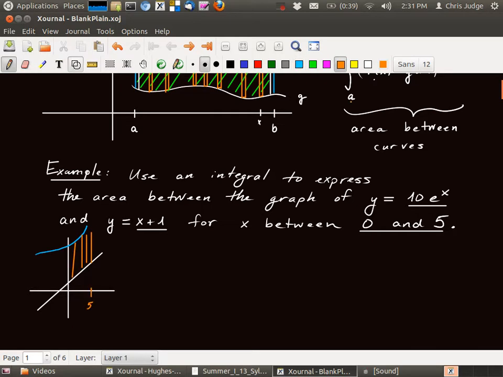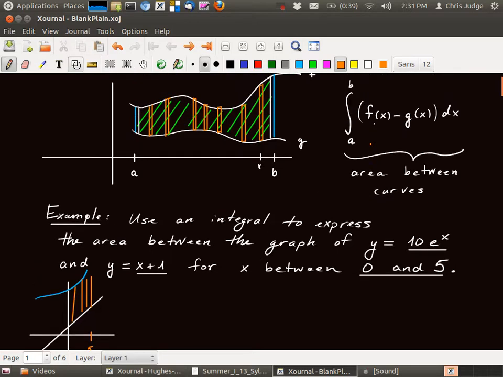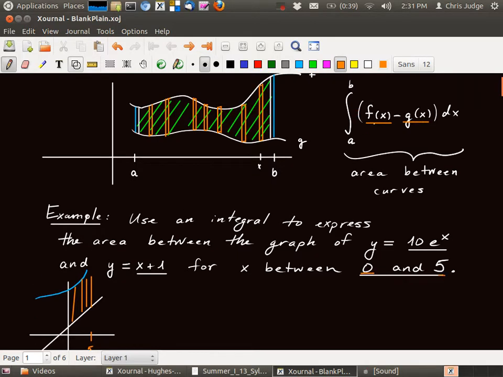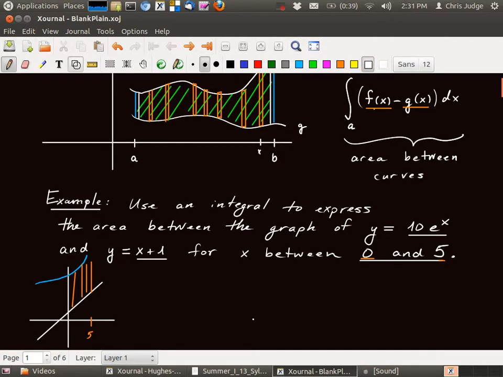Now how do we do that? We just use the handy-dandy formula up here, which says take the larger function, subtract off the smaller function, integrate between the two endpoints. The endpoints in this case are 0 and 5. So what do we get as our answer? We take the integral from 0 to 5, because that's where we start, x equals 0, and the other endpoint is 5. Then we take 10 times e to the x, and we subtract off x plus 1.